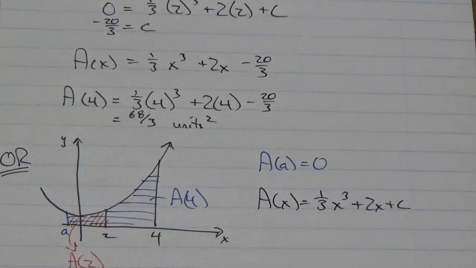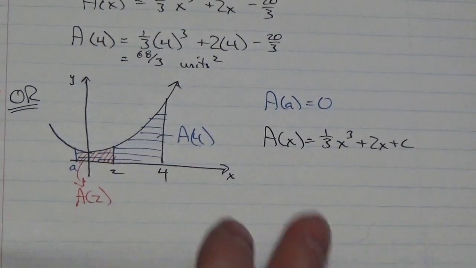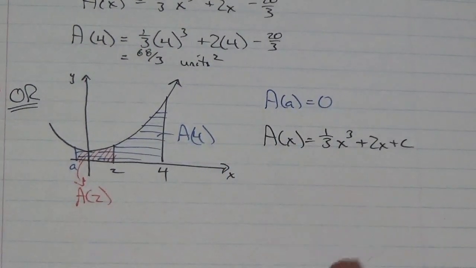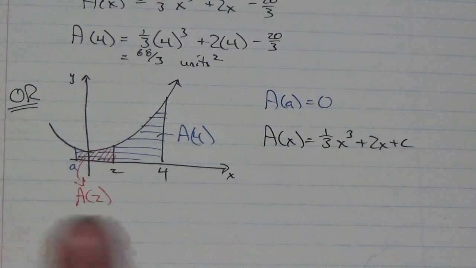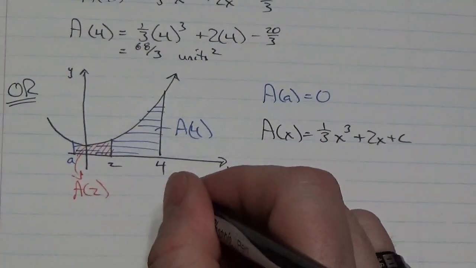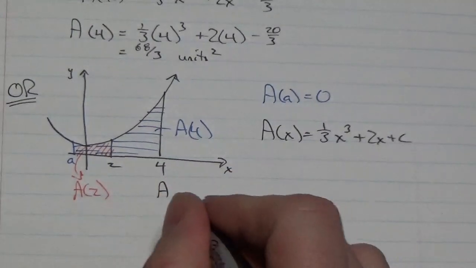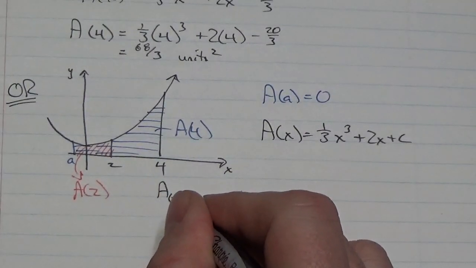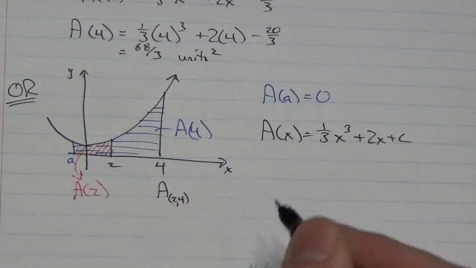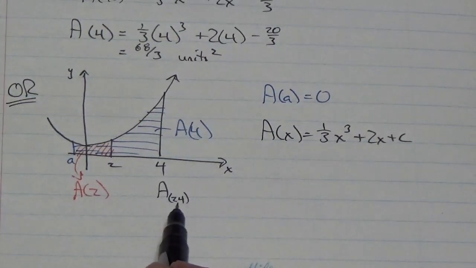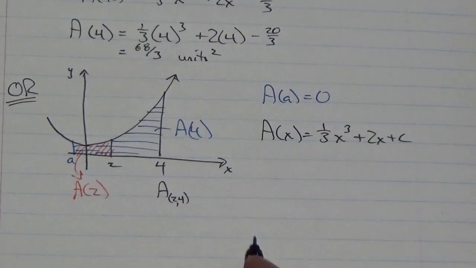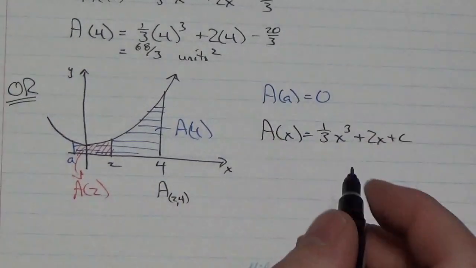Because I'm going to assume that I don't know enough to figure out what that arbitrary constant is. But it turns out that's okay. I don't actually need it. All I need to do here to figure out the area from 2 to 4, okay, that's not a point there, that's an interval from 2 to 4.